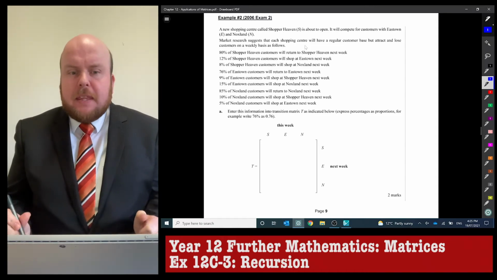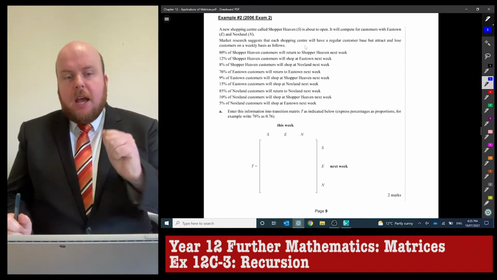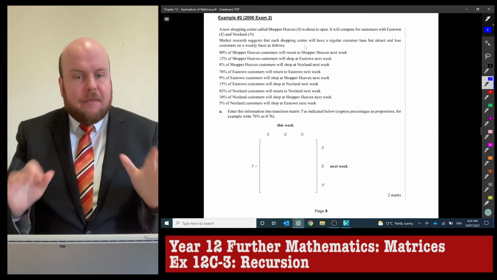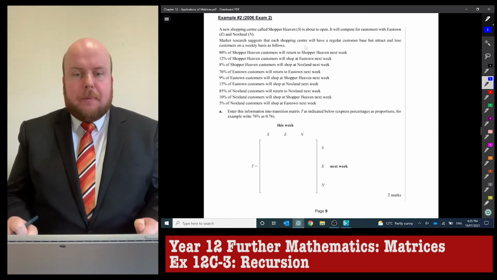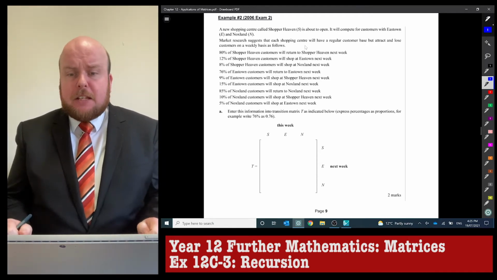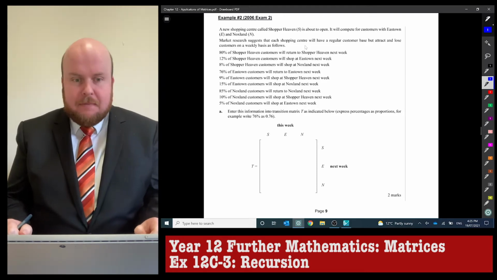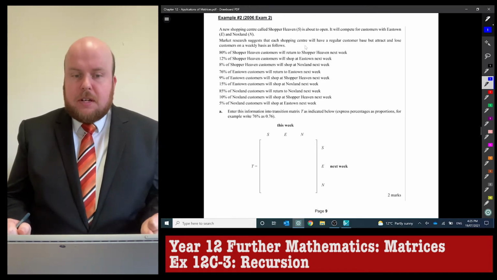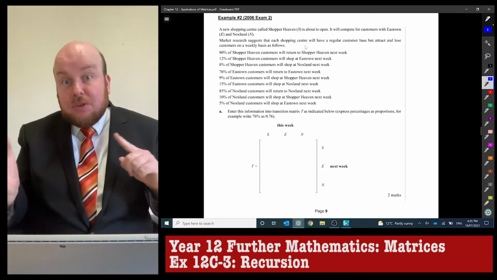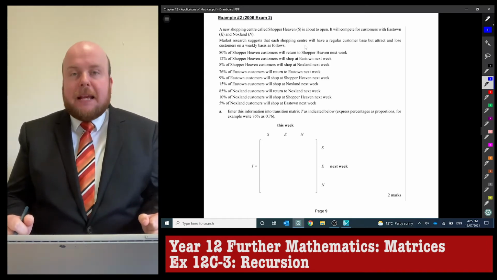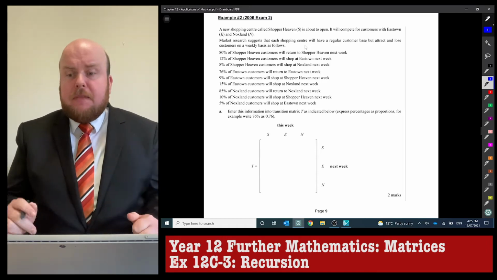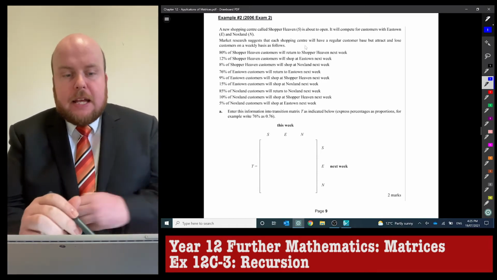Example 2, this is from exam 2 from 2006. A new shopping centre called Shopper Heaven S is about to open. It will compete for customers with Easttown and Knoxland. Market research suggests that each shopping centre will have a regular customer base but attract and lose customers on a weekly basis as follows. Much like the previous example, I'm going to fill it in as we go.